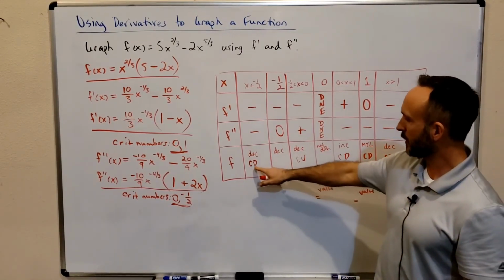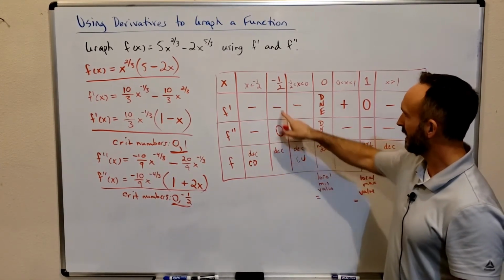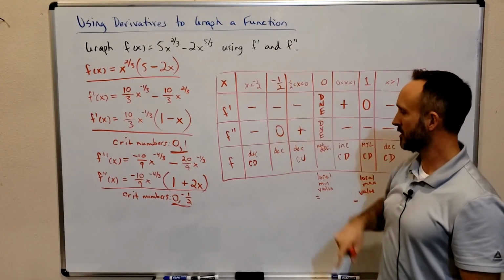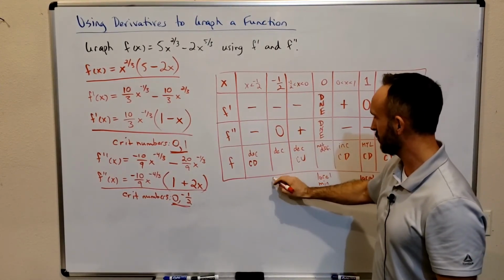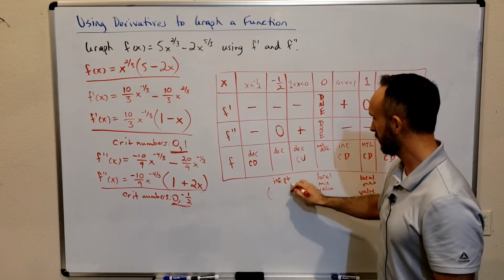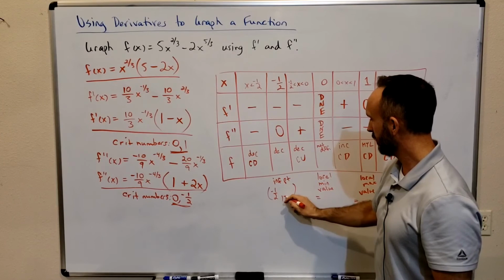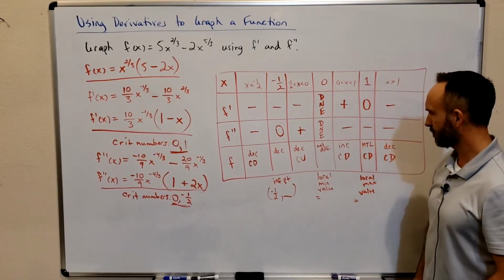So here we're going from concave down to concave up at -1/2, and this function is continuous there. So that is an inflection point. That's an inflection point, and the x value is -1/2. We'll have to figure out the y, okay?